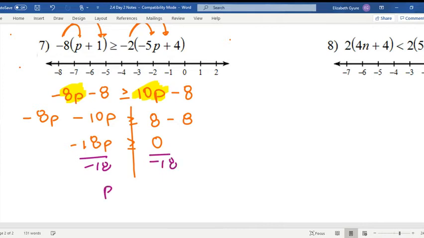We're going to switch our sign. Greater than or equal to is going to become a less than or equal to. And what's 0 divided by anything? It's just 0.